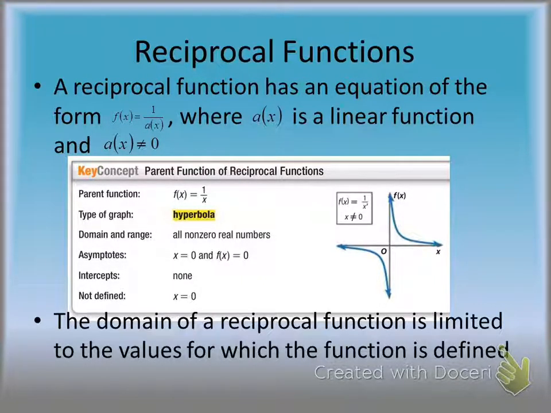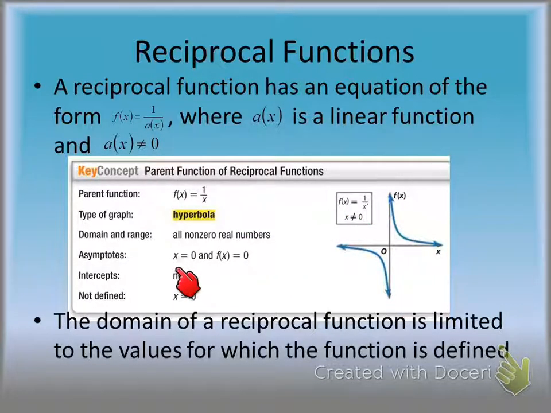So these look really weird. The type of graph is called a hyperbola. If you look at it, this is the picture of it. This is your parent function, which is 1 over x. So this is what it will look like. Your domain and range are all non-zero real numbers as far as the parent function goes, because your denominator can't be 0, right? So x cannot equal 0, and therefore you won't get a y of 0 either.